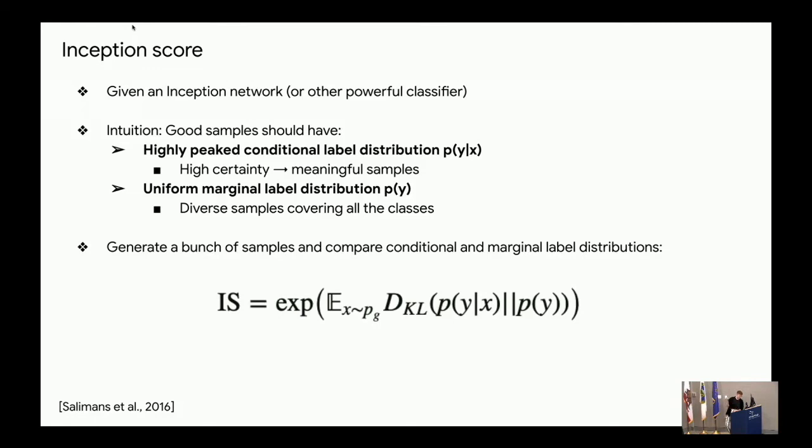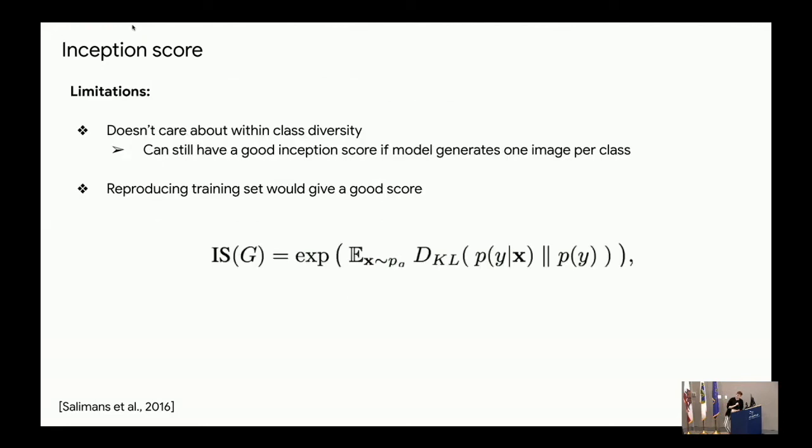Cool. This is nice because it gives us one single number. Some limitations are that it doesn't care about within-class diversity. So if you just generated a single instance of each class, you'd get a really high score here. Another limitation is that it doesn't actually rely at all on the data distribution. Nowhere here am I using the data distribution when I compute this. Although you could imagine training the classifier network on your data distribution if you had labels for it, it's a bit weird because it doesn't use that. And also there's no measure of overfitting. You could just reproduce exactly instances from your training set and you'd have a high inception score. So this is what I just said. I forgot I had a slide about it.